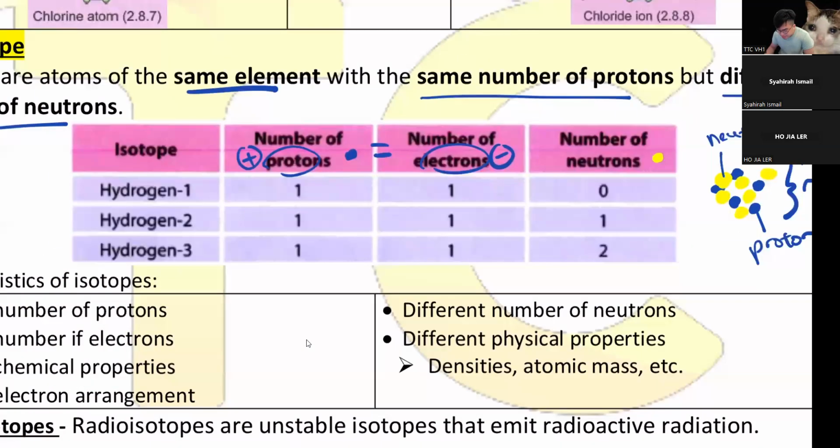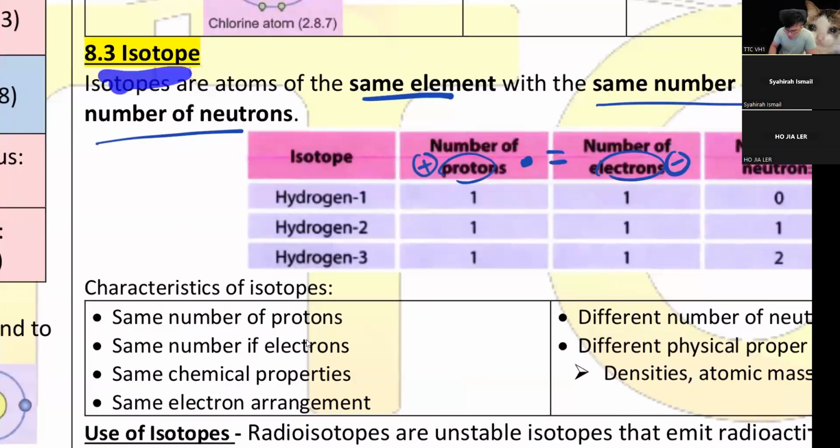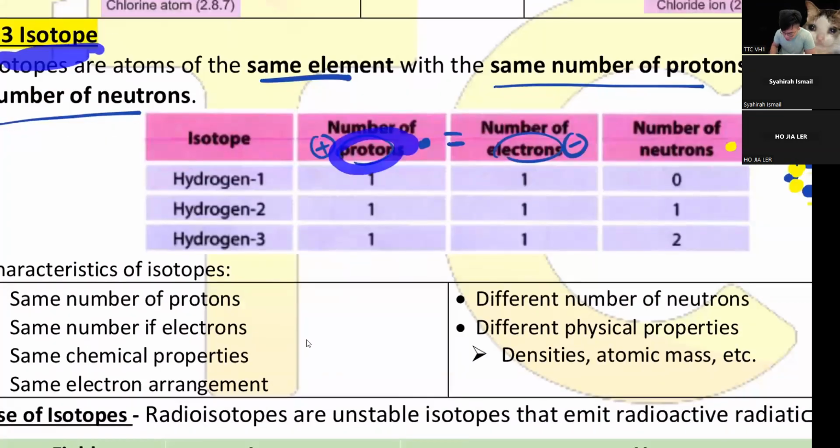So guys, isotope means they have the same proton number but different neutron number. Proton number is the IC number. Just write this down or put it into your head. Proton number is the IC number. Let's say IC number 1. IC number 1 is always hydrogen, nothing else.